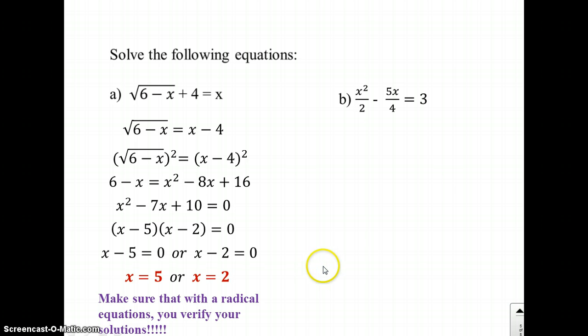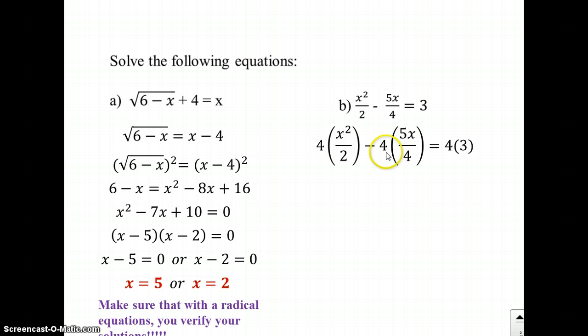Alright. Equation B. I've got fractions here, so what I'm going to want to do is multiply every term in this equation by the lowest common denominator, and that is 4. So 4 times x squared over 2, 4 times 5x over 4, and 4 times 3. So 4 times x squared over 2 gives me 2x squared. 4 divided by 2 is 2. 4 times 5x over 4 gives me 5x, and 4 times 3 is 12. So I'm left with 2x squared minus 5x equals 12.